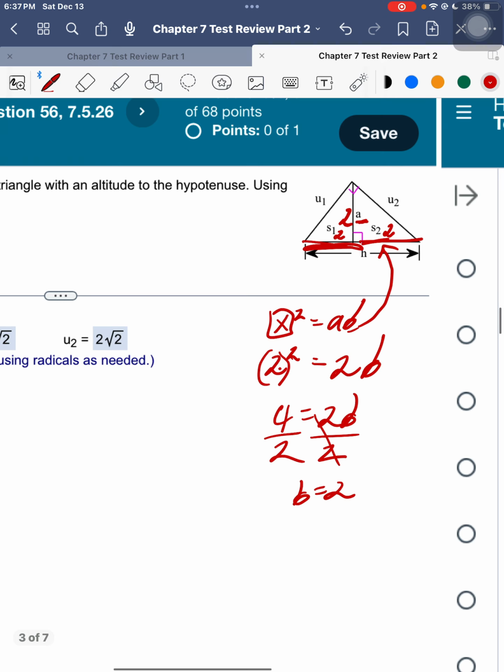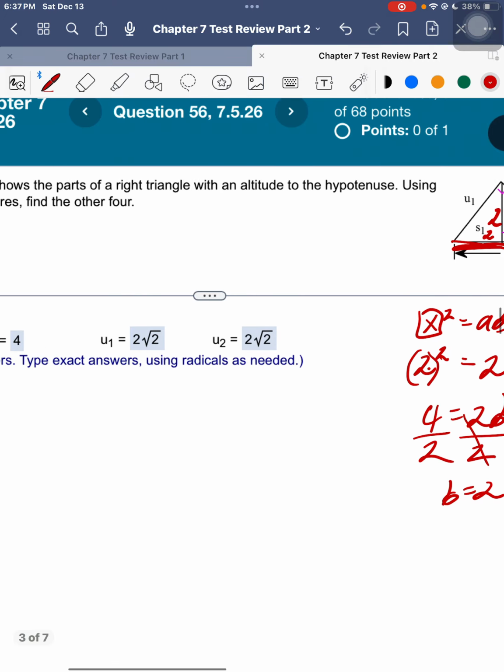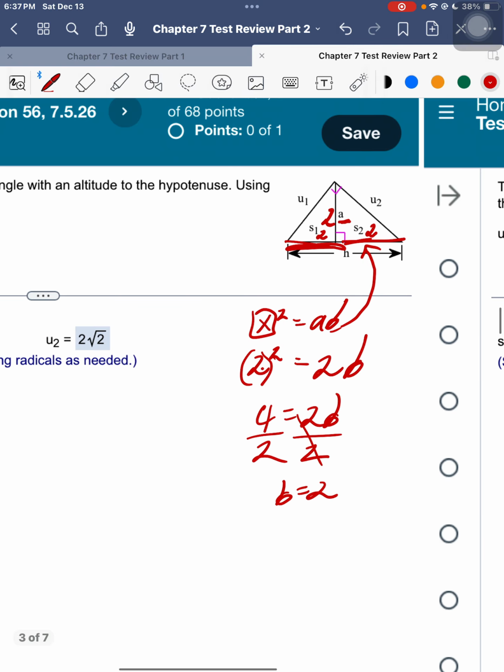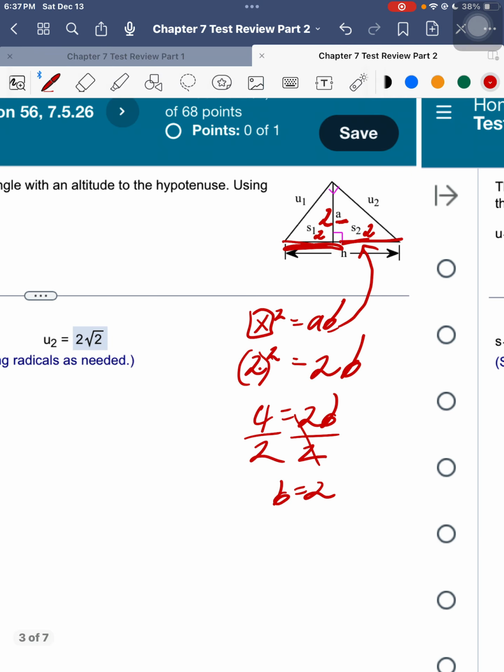So now my H is really easy, right? Because my H is just what? This whole thing. So what's 2 plus 2? That's 4. Now what's U1? So for U1, I do not like subscripts. This is a subscript. I don't like that. So what I'm going to do is change this U into an X. I'm going to change it to an X.